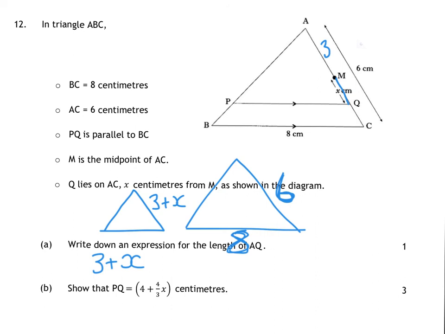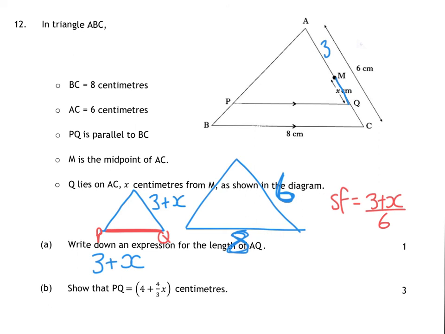For part B, they are wanting you to show that PQ is this thing. So this is PQ here, and this is what we are after. Now, the first thing to do is get your scale factor. So your scale factor is 3 plus X all over 6. I'm going to leave it as that.